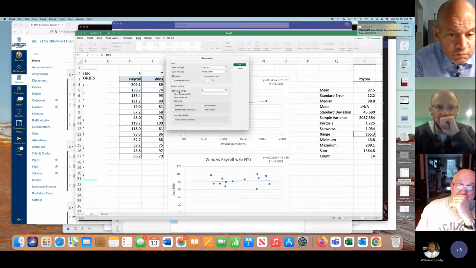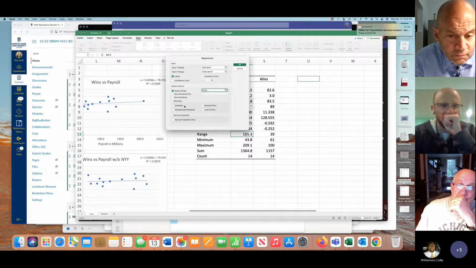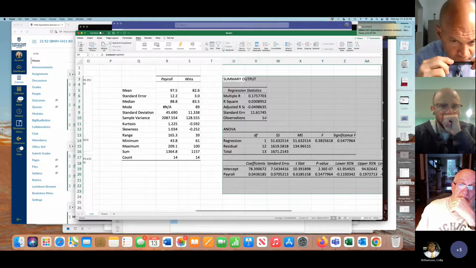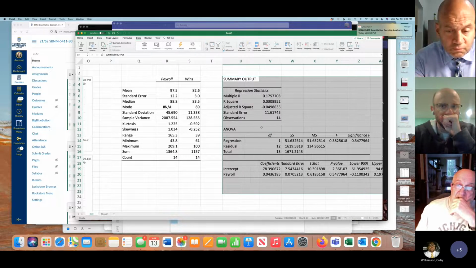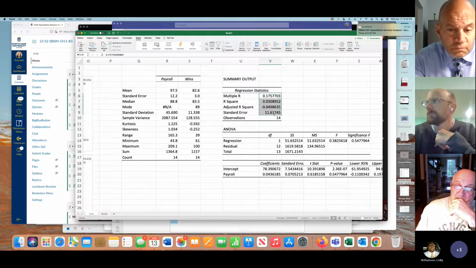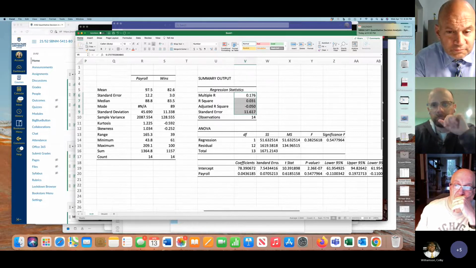I want an output range again. And where's my output range? I'm going to put it right over here next to the descriptive statistics. Do I want residuals? I don't want any of that stuff. I'm not worried about that right now. And I click OK. Now it gives me a lot of stuff. What does it give me? It gives me my R squared of 0.0308. And I think I'm going to make these all 3 decimal places, because I don't need so many decimal places. I'm not flying rocket ships to the moon.